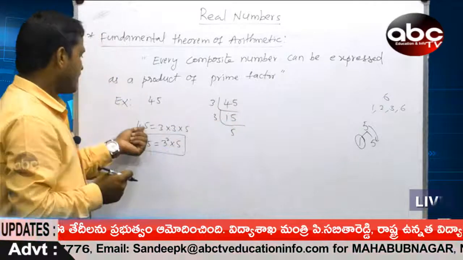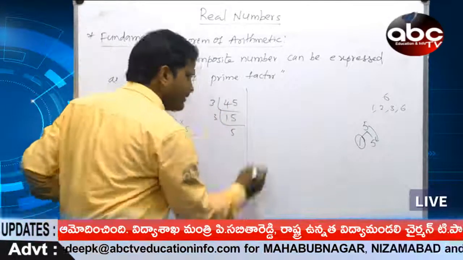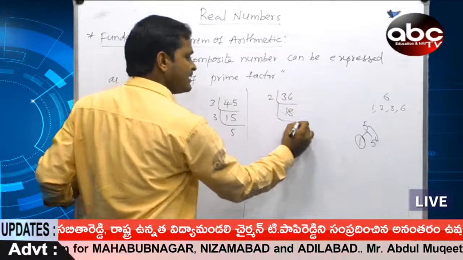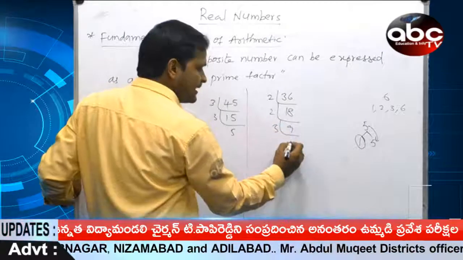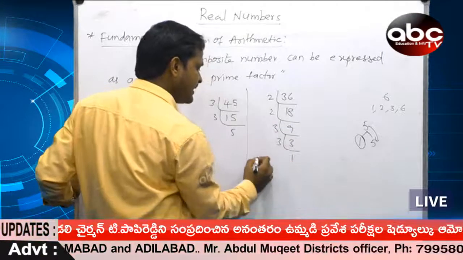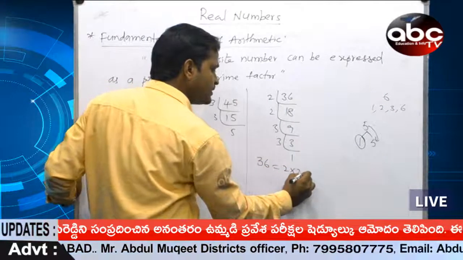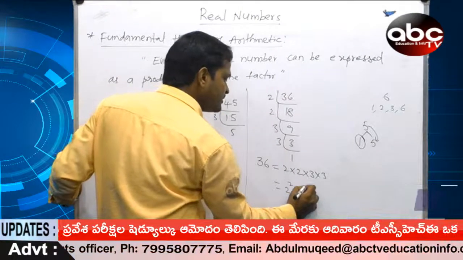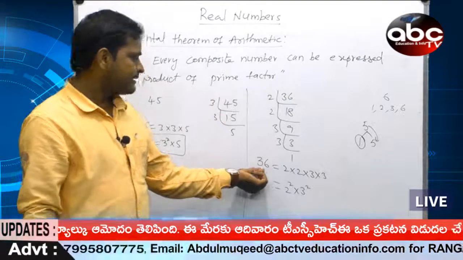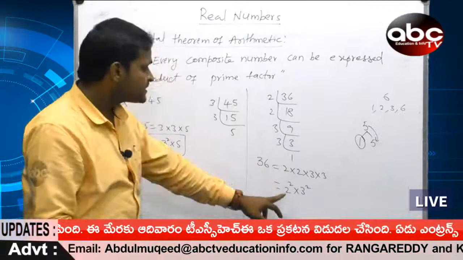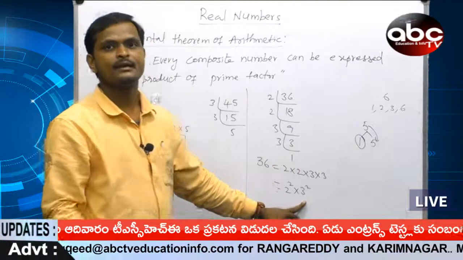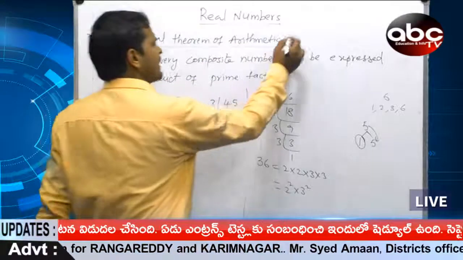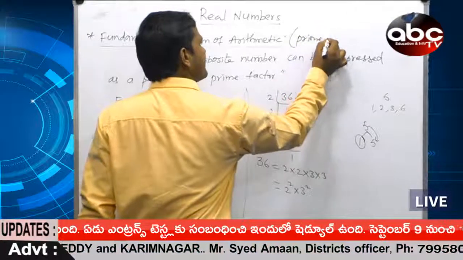See one more example. For example, 36. 2 ones are 2, 2 eighteens are 36, 2 nines are 18, 3 threes are 9, 3 ones are 3. Means 36 is equal to 2 into 2 into 3 into 3. You can write 2 square into 3 square. 36 is a composite, then in terms of prime factors, that is the fundamental theorem of arithmetic. It is also known as prime factorization.